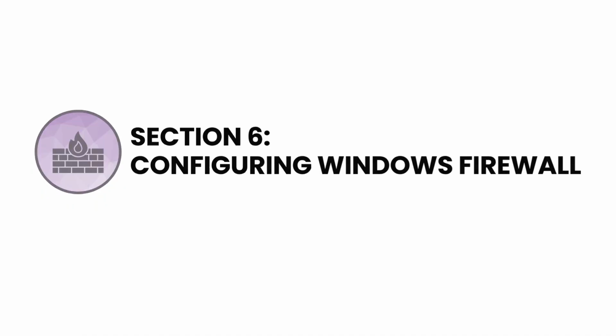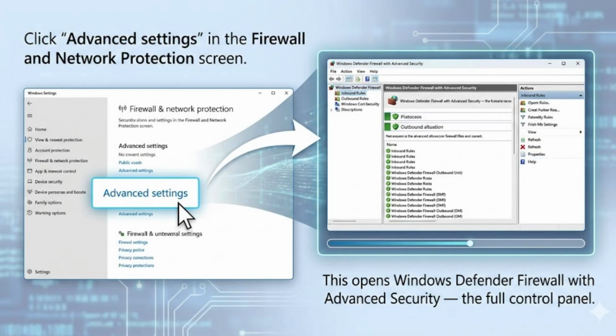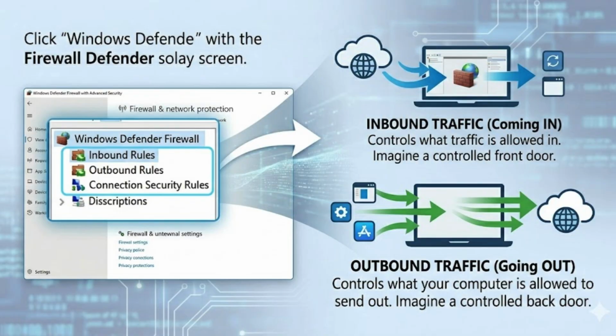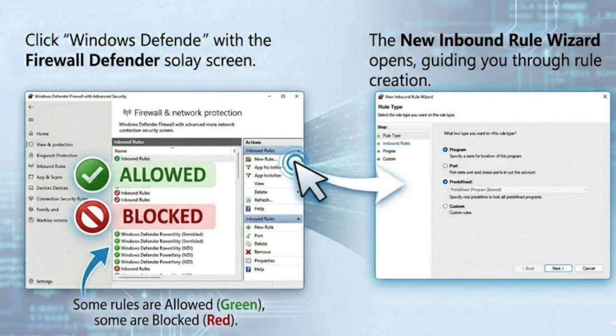Configuring Windows Firewall. To get into the full firewall configuration, click Advanced Settings in the Firewall and Network Protection screen. This opens Windows Defender Firewall with Advanced Security, the full control panel. On the left, you'll see three sections: Inbound Rules, Outbound Rules, and Connection Security Rules.